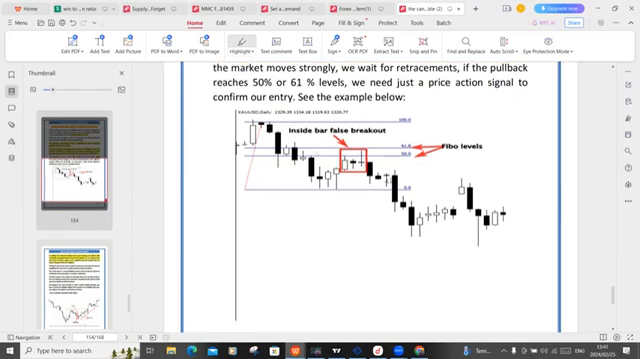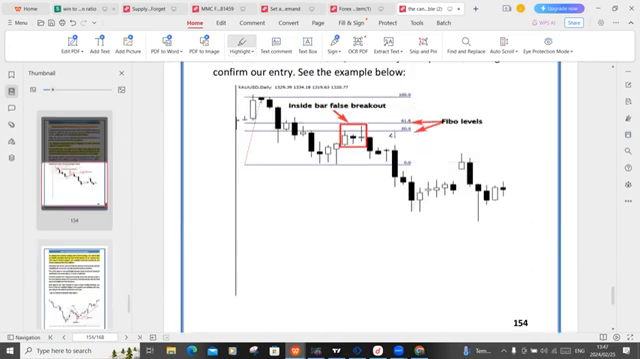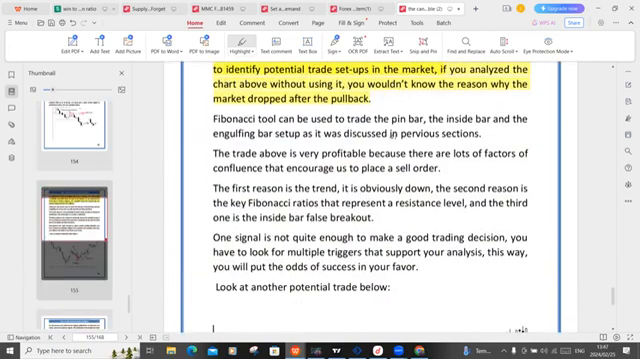So we're going to jump into the charts just now to look for a particular example. Again, we're going to use the naked chart just to make this more clear. Fibonacci 2 can be used to trade the pin bar, the inside bar, and the engulfing bar setup as it was discussed in previous sections.